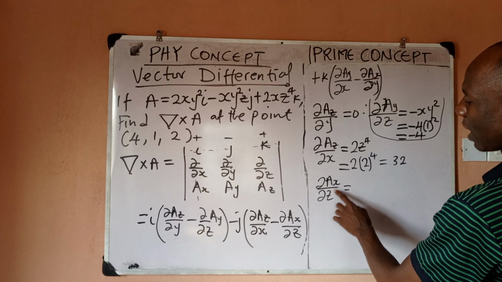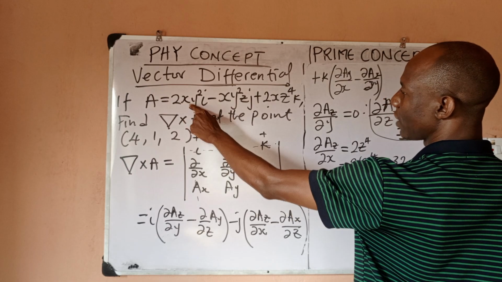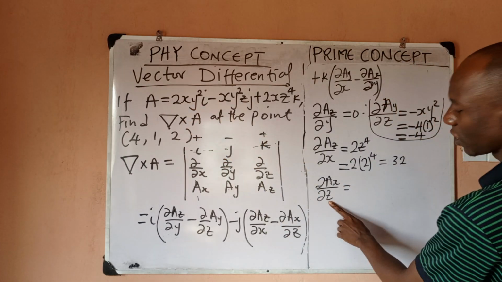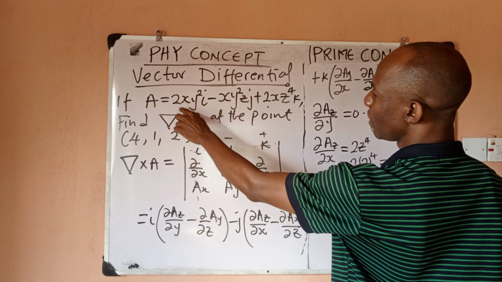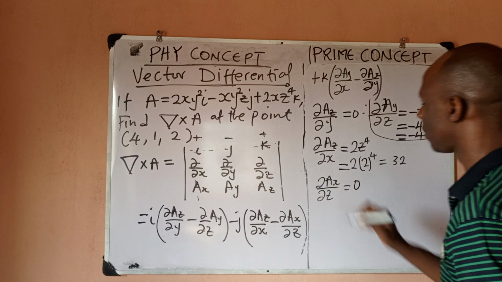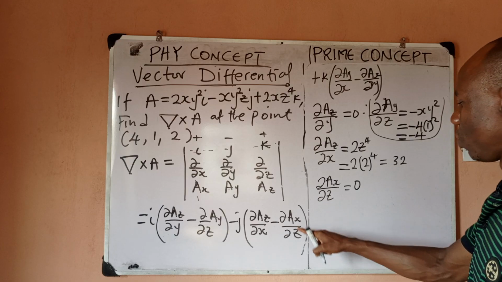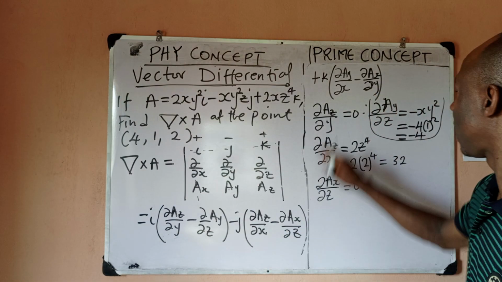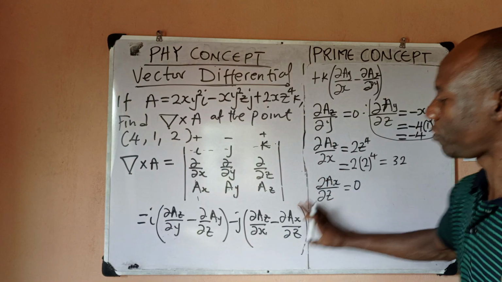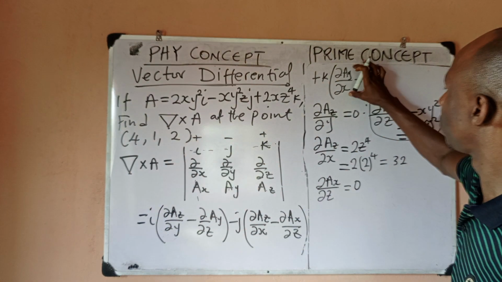Now very quickly, I'm differentiating Ax with respect to z. But you'll notice there is no z here, so it means that this is going to be 0. I think I'm done with this side. I have this, that is 4 of them. I'm done. So I want to come to this side now.